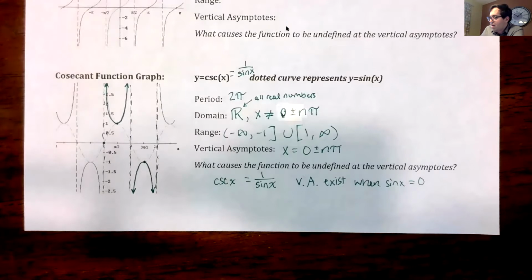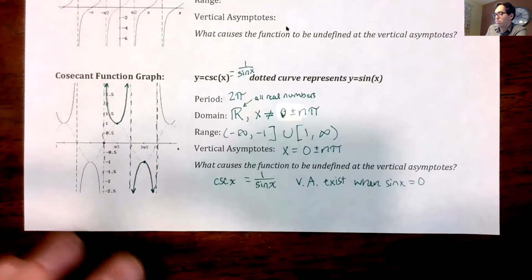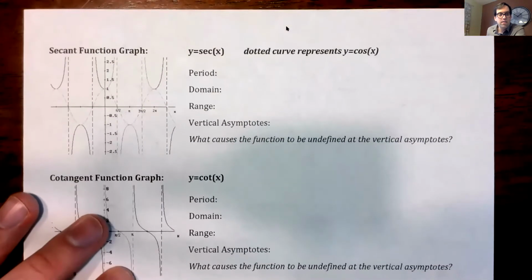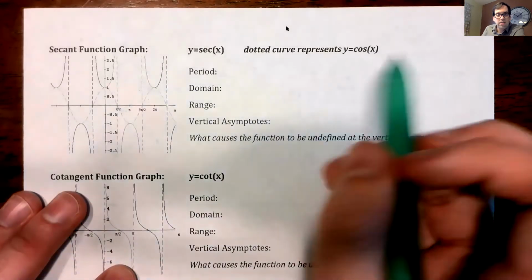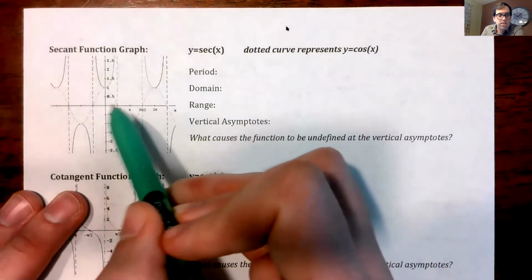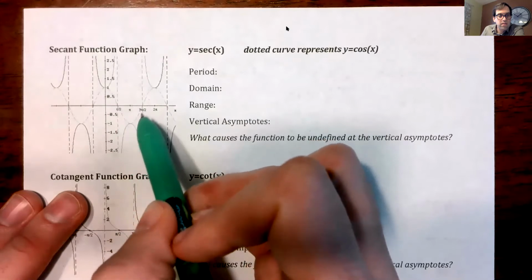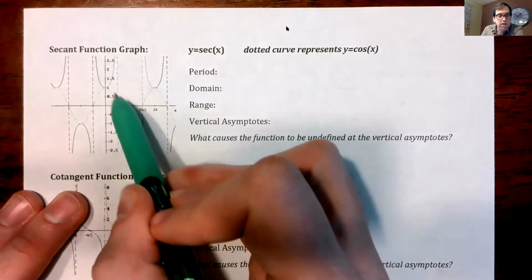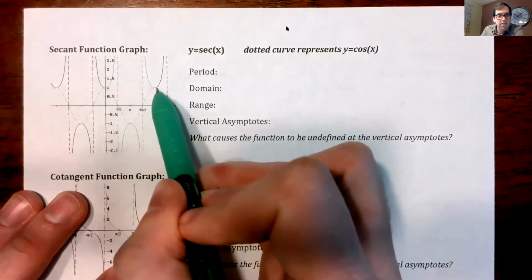All right, so if that made sense, then secant is also going to make a lot of sense because secant is pretty much just a shifted version. Just like cosine is a shifted version of sine, secant is going to be a shifted version of cosecant. So let's flip over to that. So secant here, the dotted curve represents cosine this time. And you can see from 0 to 2 pi, we have the cosine curve here.